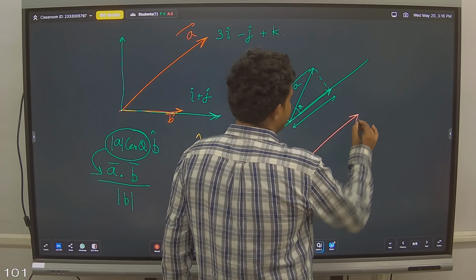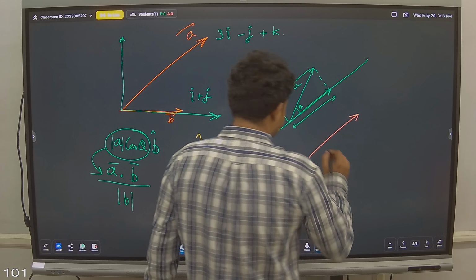So this is A. Oh, the board locked. Never mind. This length is the component. Yes. I want a vector having the same length like this. That is the component vector of A along B.